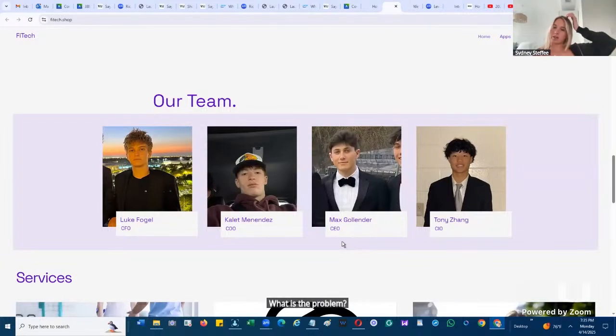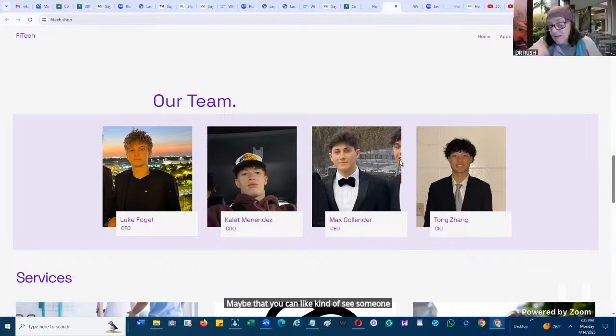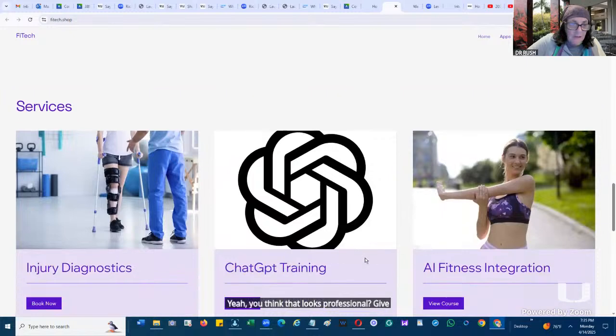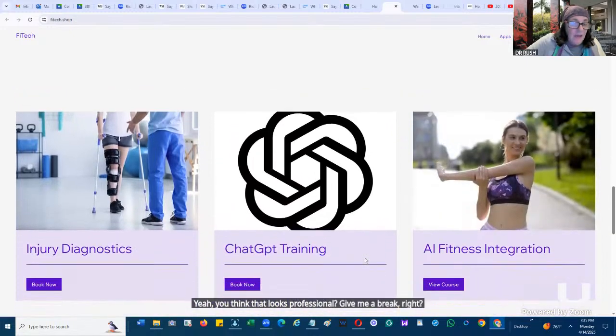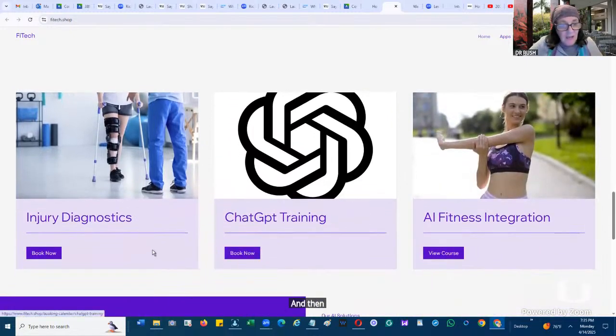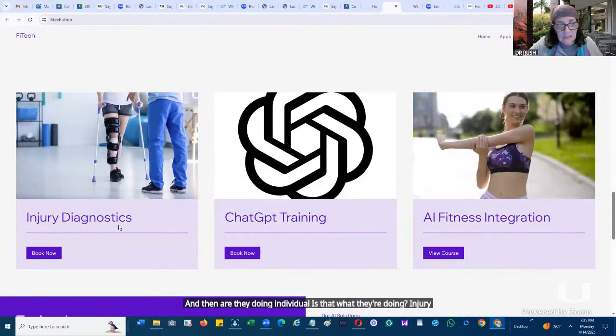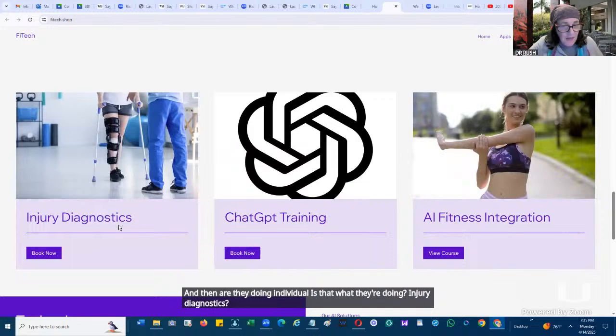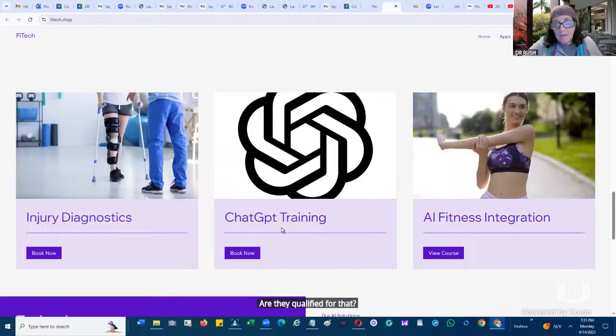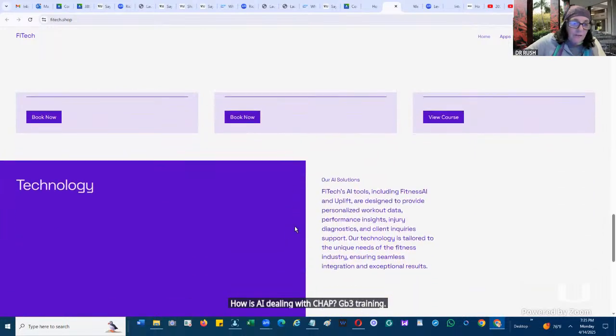Maybe that you can kind of see someone else in it. Yeah, you think that looks professional? Give me a break, right? And is that what they're doing? Injury diagnostics? Are they qualified for that? ChatGPT training for what? How is AI dealing with ChatGPT training and AI forgiveness?